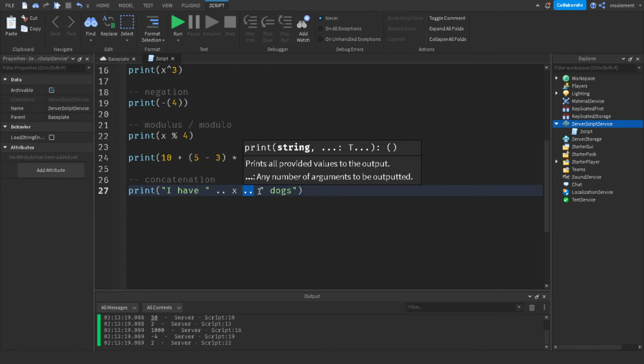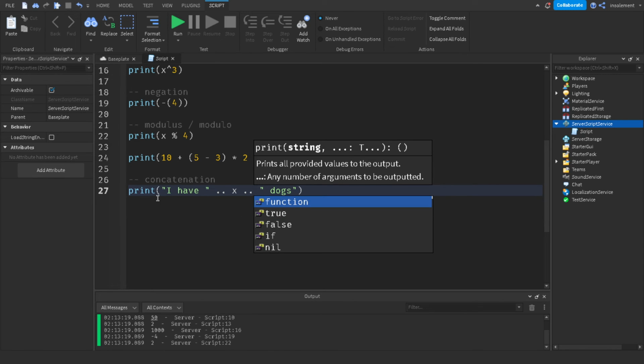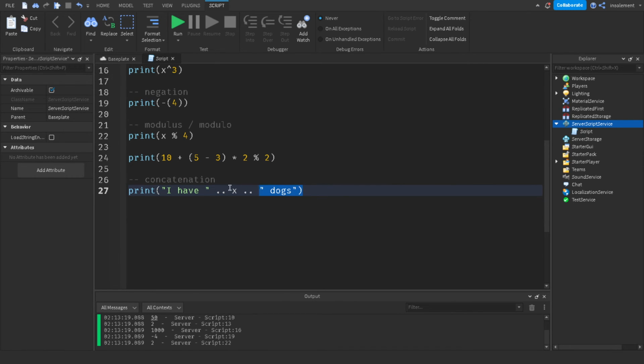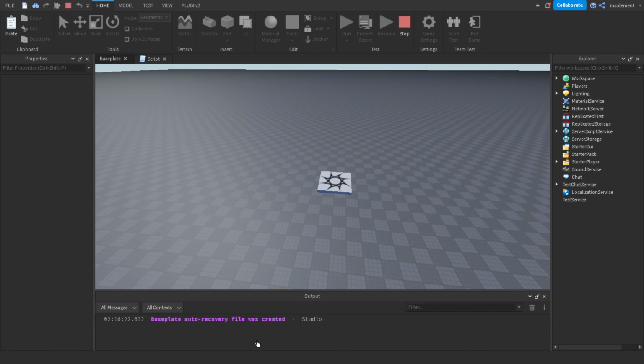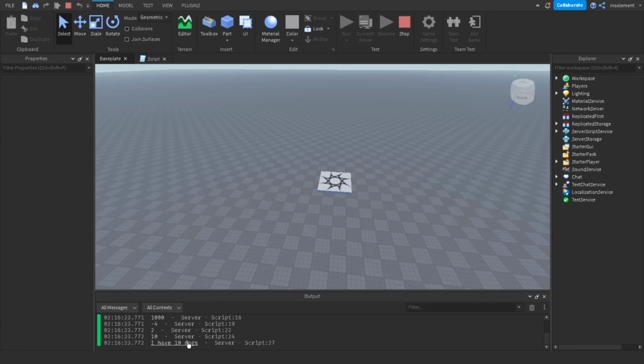And if you've ever done another programming language, they probably use this to concatenate. You would probably have to convert this to a string when you concatenate, right? But Roblox doesn't do that. So if we were to print it, it would print out I have 10 dogs, just like that.